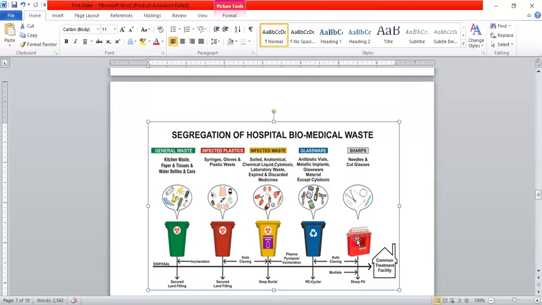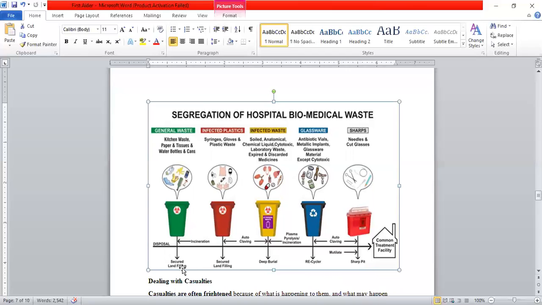If you come across a green one, it is meant for waste that can be kitchen waste, papers, tissues, and water bottles, waste that is not contaminated with any chemical or any clinical waste. So these are the general waste. They're supposed to be placed in a green bin. Down here we have where it's supposed to be disposed. The green waste can be disposed of in a secured landfill, as in it can just be buried in the land.